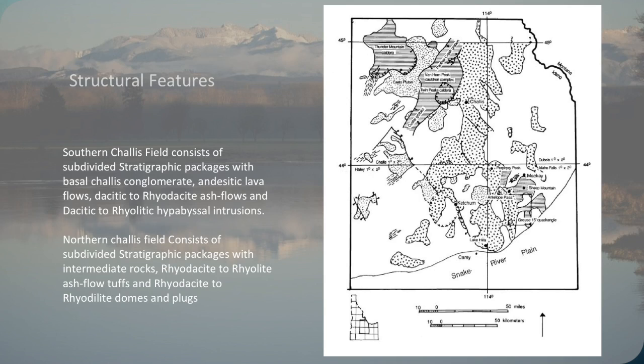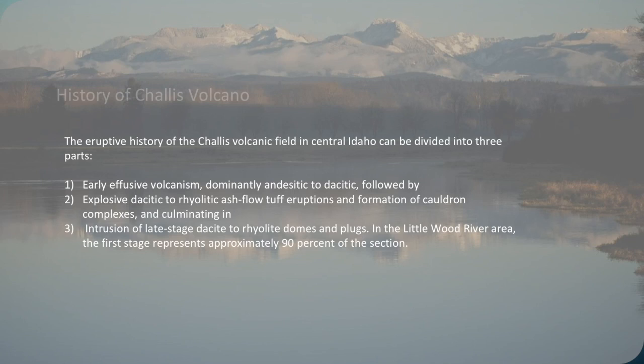Southern Challis fields consist of subdivided stratigraphic packages with basalt, Challis conglomerate, andesitic lava flows, dacitic to rhyodacite ash flows, and dacitic to rhyolitic hypabyssal intrusions. Northern Challis fields consist of subdivided stratigraphic packages with intermediate rocks, rhyodacite to rhyolite ash flows, tuffs, and rhyodacite to rhyolite domes and plugs.